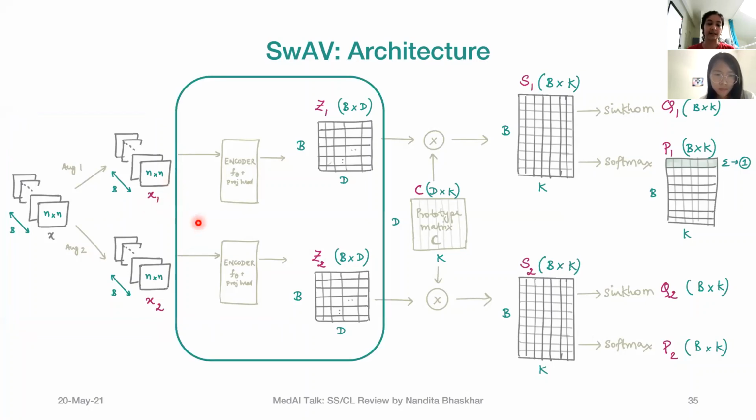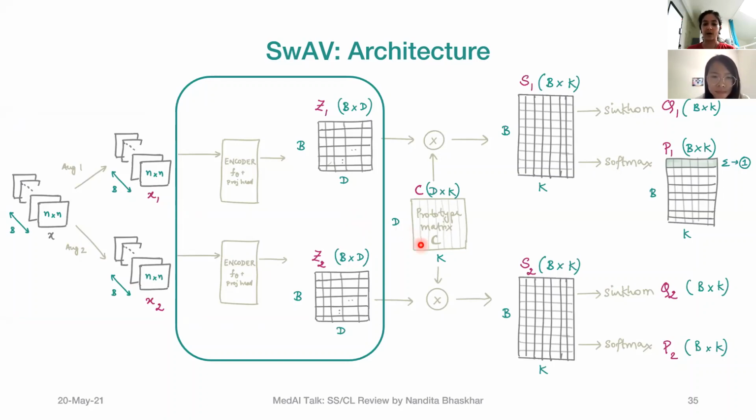And now you're passing it on to your encoder plus a projection head, which transforms each of these n cross n images into a single vector, so of dimension d. So these are the representations that you get from the encoder. So what SwAV is doing is that the online clustering is a very unique feature.